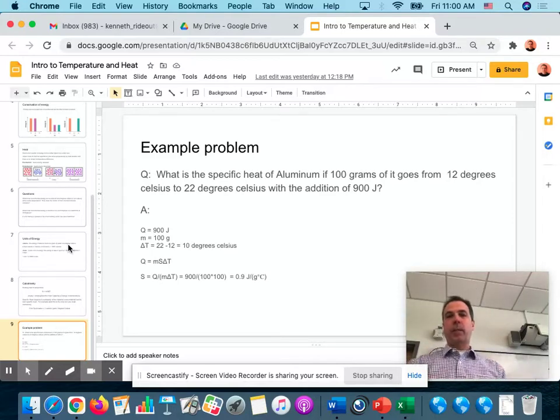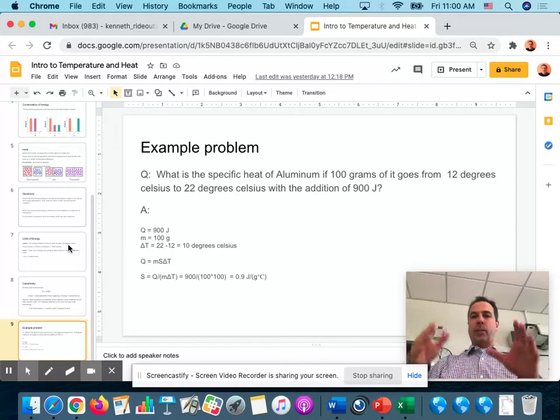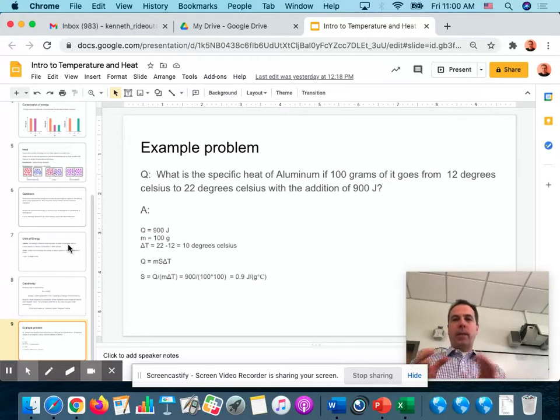I just kind of made up these numbers, although I made it work with the actual specific heat of aluminum, right? And then we're going to say it goes from 12 degrees to 22 degrees as we add in that 900 joules, right? So this is how you would use the equation, right? You take your given, so the 900 joules, that's the Q value, that's the heat flow. The mass, of course, is 100 grams. And then we got to figure out the delta T. If you go from 12 up to 22, it's final minus initial. So 22 minus 12 gives you 10. So that's our delta T.